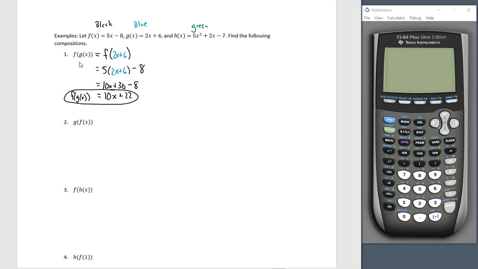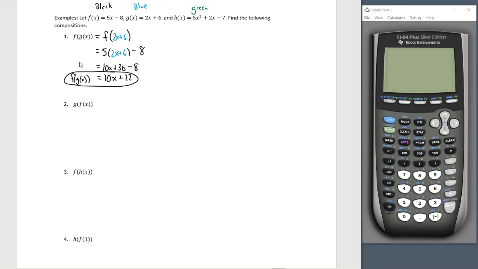All right, let's try another one. I'm going to scoot this up a little bit. G of f of x. So that's g of what? Well, f of x is 5x minus 8. So I want to put 5x minus 8 anywhere there's a variable in g. Well, what's the form of g? G is 2 times something plus 6. What is that something? What is that value that I'm missing? That's the 5x minus 8. All right, I put f right inside of my g equation in place of the variable.